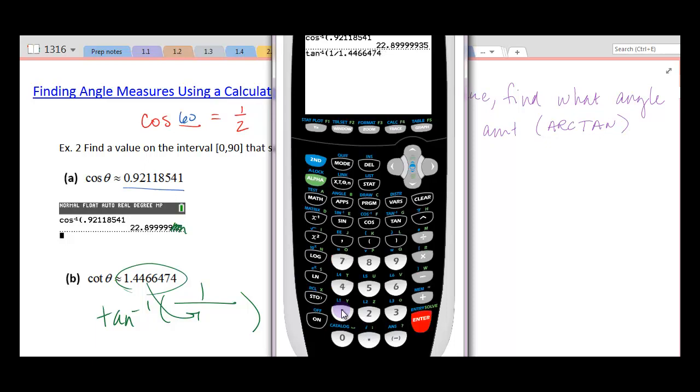1.4466474. In other words, if I were going to take the cotangent of 34.65 degrees, I would get back 1.44. Again, how many numbers do I use for the answer? That comes from the problem. If I have 8 digits in my original problem, then my solution must contain 8 digits as well.